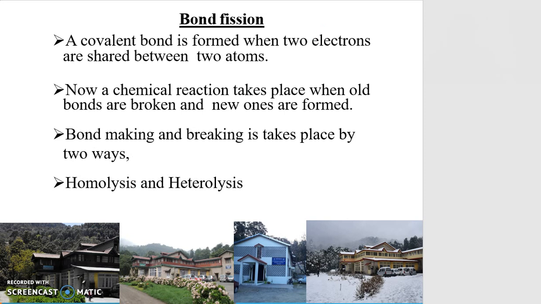So what is bond fission? You know, a covalent bond is formed when two electrons are shared between two atoms. Now a chemical reaction takes place when old bonds are broken and new ones are formed. Bond making and breaking takes place in two ways: homolysis and heterolysis.